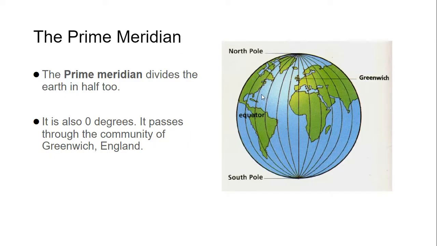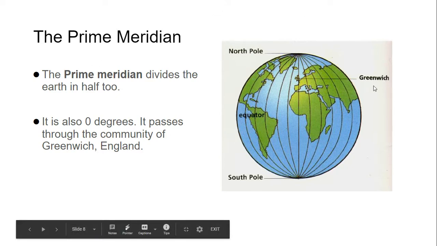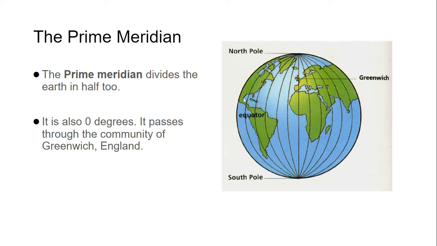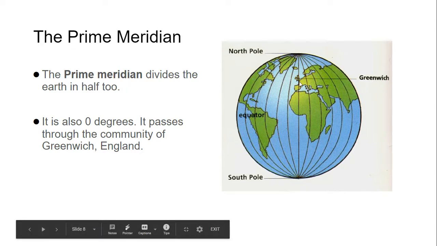So the prime meridian is the line of zero for longitude. The equator is the line of 0 degrees for latitude, and the prime meridian is the line of zero for longitude. You can actually visit this place called Greenwich, England, where the line of longitude goes right through the city, and you can actually put your feet on it. It's pretty cool. I've never been, but I really hope to go sometime in my life.